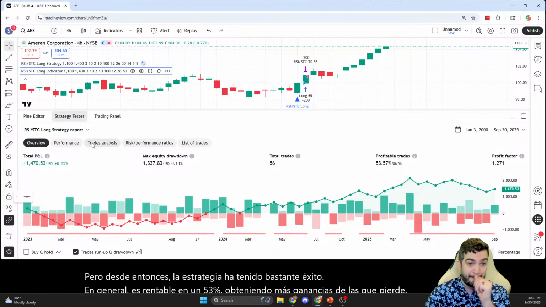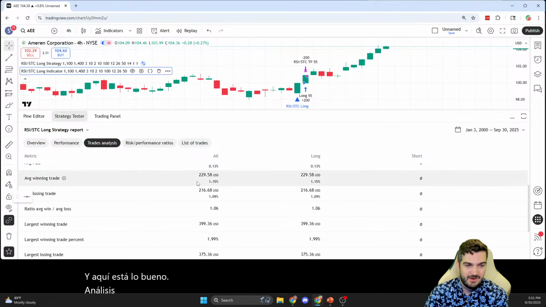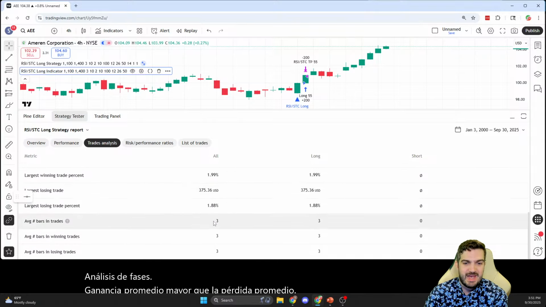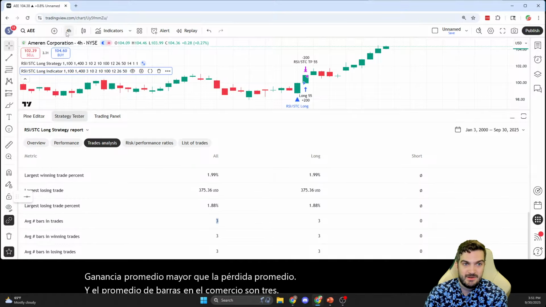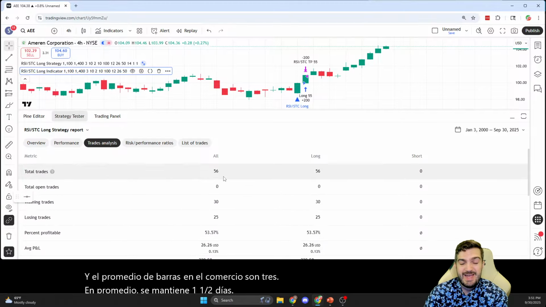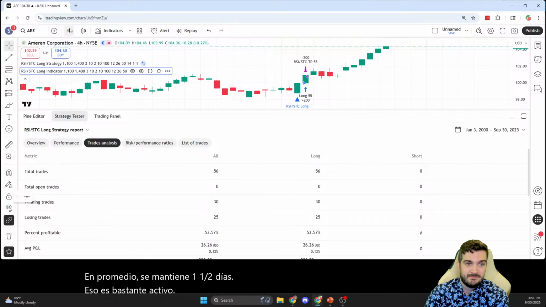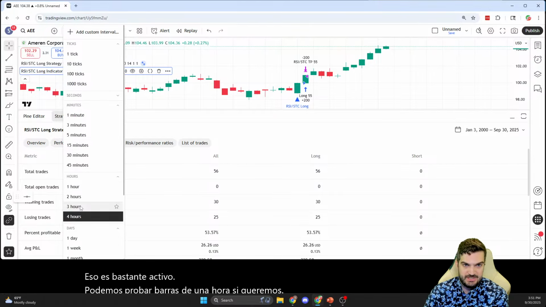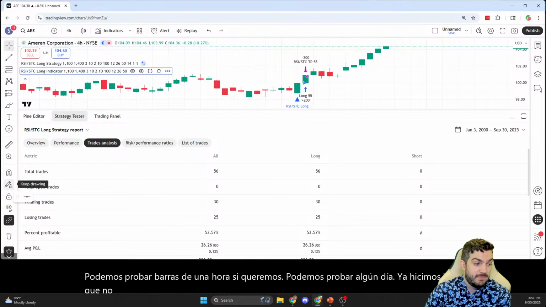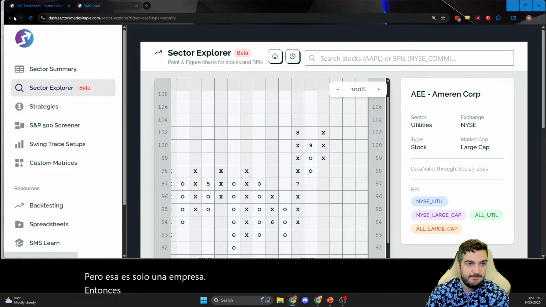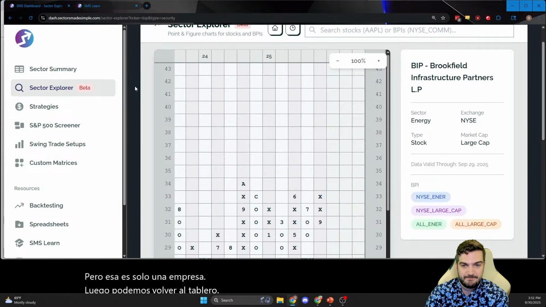And here's the cool thing. Trades analysis, average win bigger than the average loss, and the average bars in trade are 3. Meaning, on average, it's holding 1.5 days. That's fairly active. We can test 1-hour bars if we wanted. We can test 1 day. We already did that. We didn't like the results, but that's only one company. We can then go back to the dashboard, check out another company.